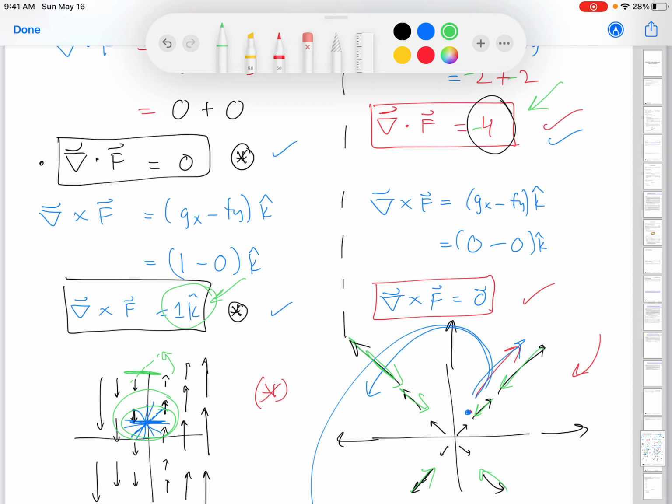This is as much as I want to say at this point about these concepts. Again, we will talk much more about them in the next lesson, but I've hopefully planted the seed that perhaps curl measures something about the rotation of the vector field. There are lots of subtleties there that we'll briefly mention in the next video. And perhaps divergence measures something about the source or sink nature of a vector field.